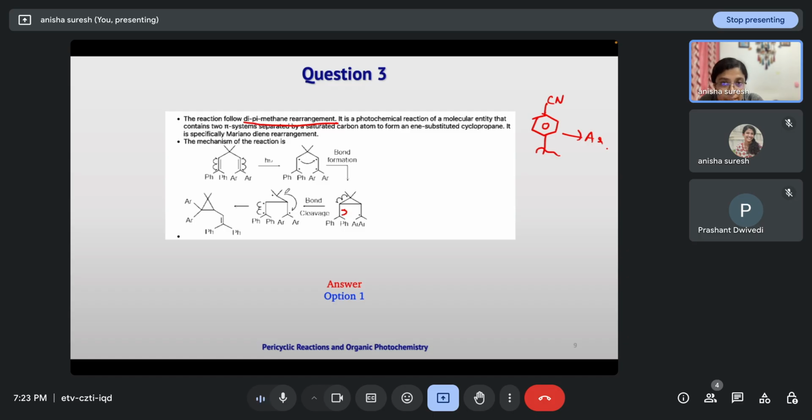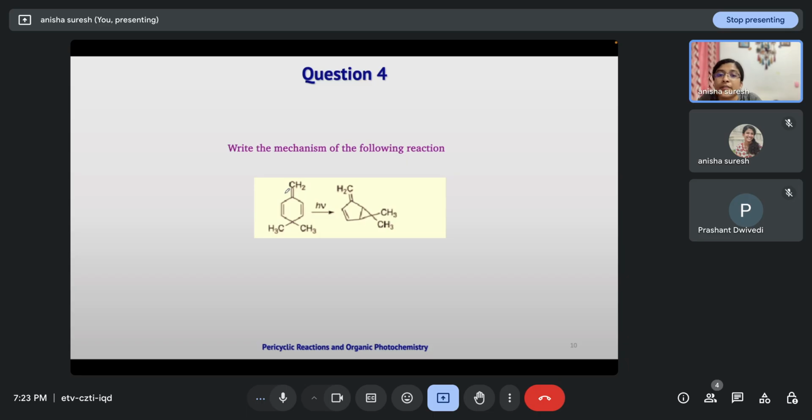So if there are no further doubts, we can move to question number 4. Write the mechanism of the following reaction. So which sort of rearrangement reaction is taking place here? As you can see, this is a di-pi system, so it will undergo a di-pi-methane rearrangement.